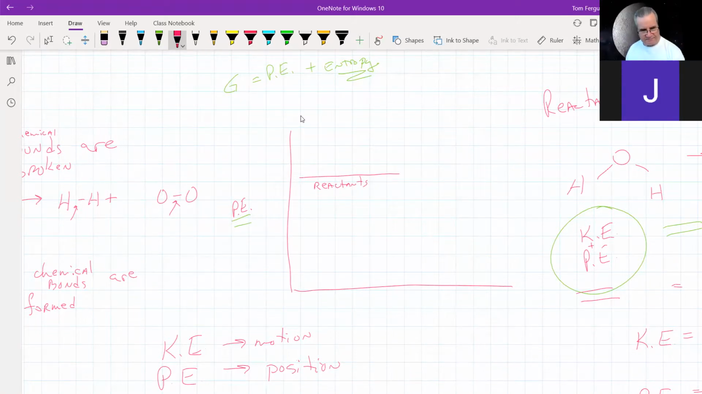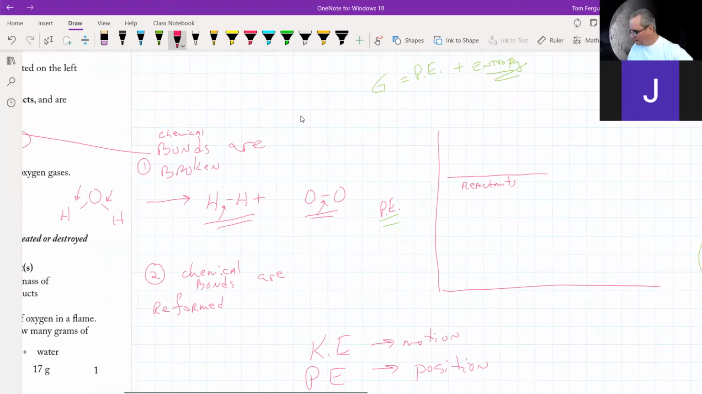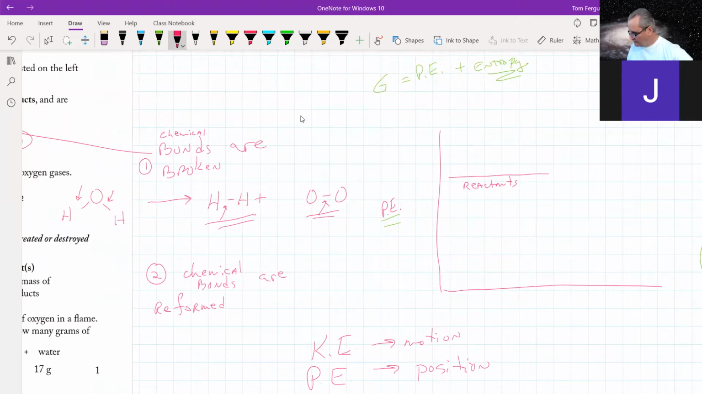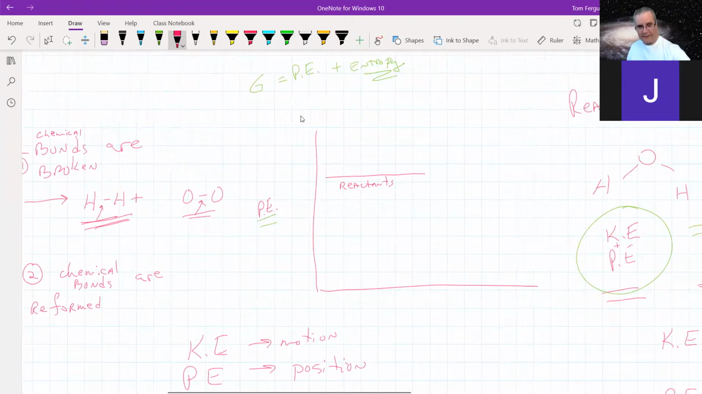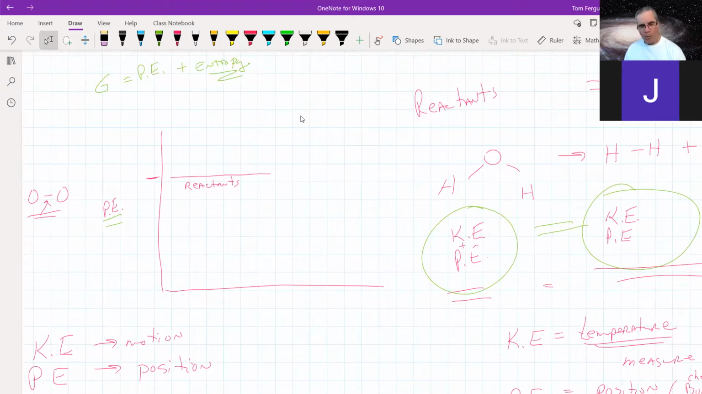Okay, so we have reactants. Remember, we have water is broken into oxygen gas and hydrogen gas. Okay, and that's going to be a certain level of potential energy. Now, for a reaction to happen, we have to create something that, excuse me, not reactants, I meant products. Reactants, excuse me. I was thinking ahead of myself.